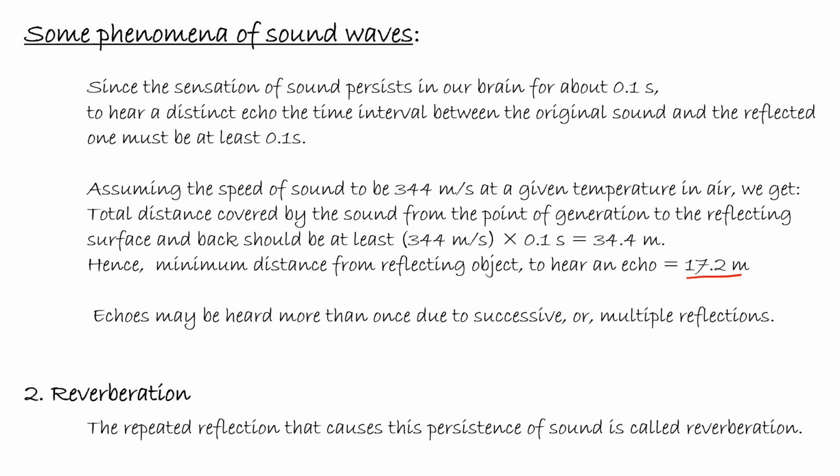The next phenomenon we study is reverberation. You see, a sound created in a big hall will persist by repeated reflection from the walls until it is reduced to a value where it is no longer audible. The repeated reflection that causes this persistence of sound is called reverberation. High reverberation is extremely undesirable, and hence you might notice that auditoriums are covered with sound absorbent materials.